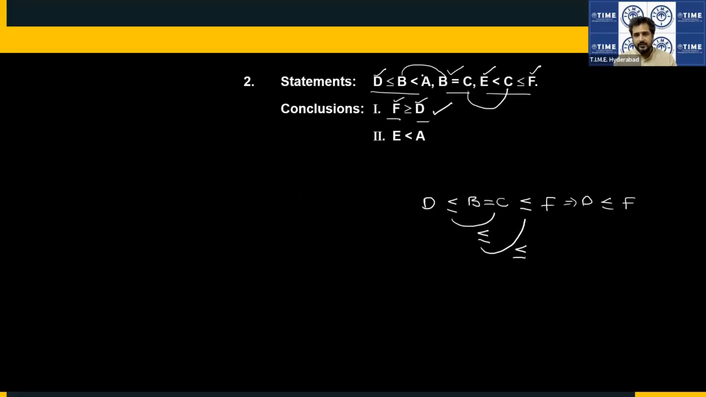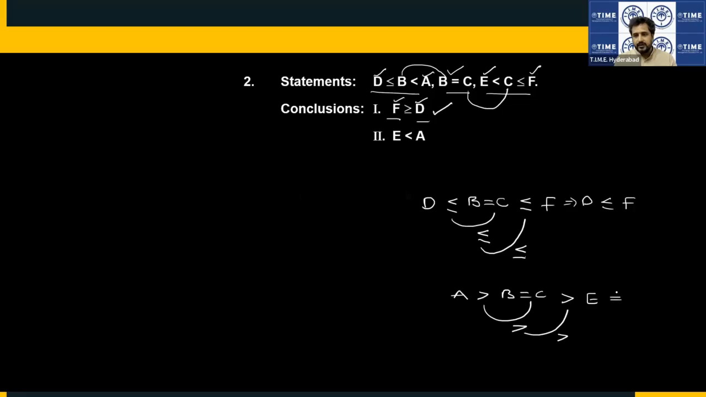E is here, A is here. Again, to combine E and A, the common terms are B and C. B is equal to C. Now take these two terms, E and A, on either side. So A here, E here. What is the relation between C and E? E less than C is as good as C greater than E. B less than A is as good as A greater than B. Greater than and equal to leads to greater than. Greater than and greater than leads to greater than.